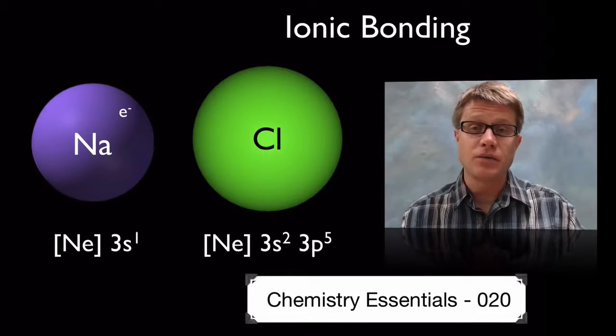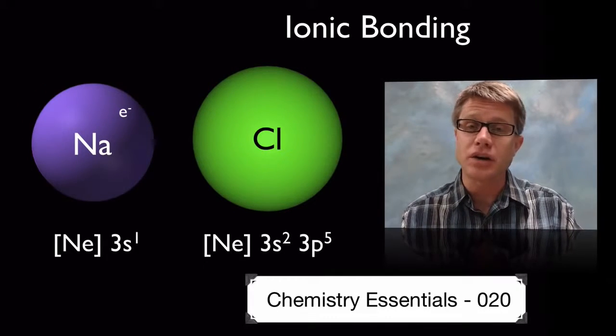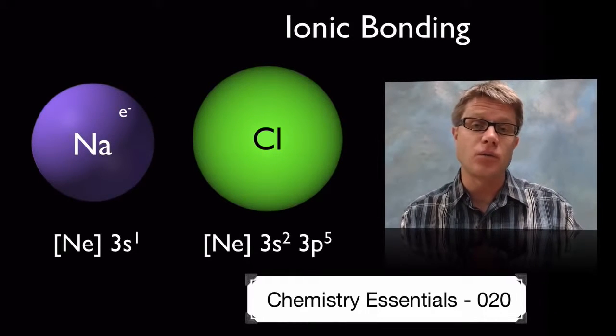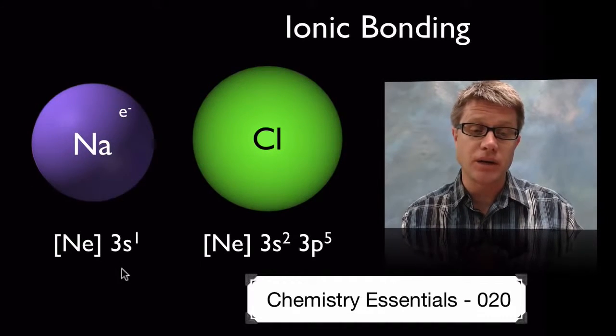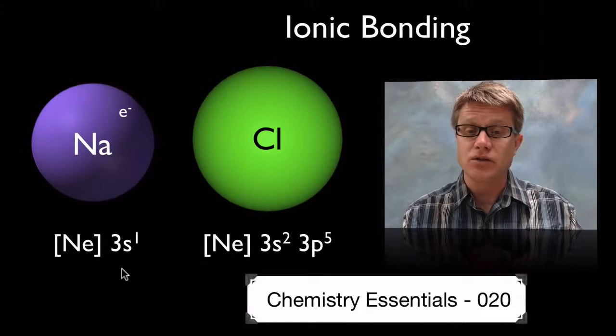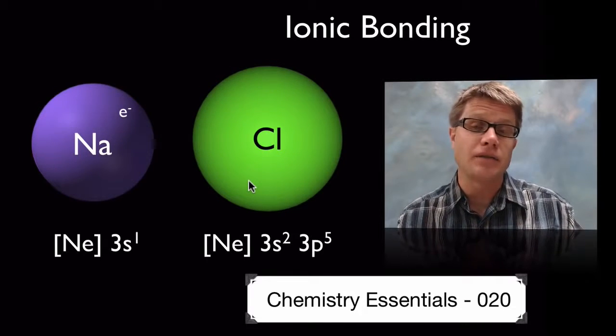It's on ionic bonding. Remember, ionic bonding differs from covalent bonding. In covalent bonding, they're sharing the electrons. In ionic bonding, what you're doing is transferring the electron from one atom to another. And so the quintessential example is sodium chloride. So sodium, here's its electron configuration, has one valence electron, and chlorine is going to have 7.